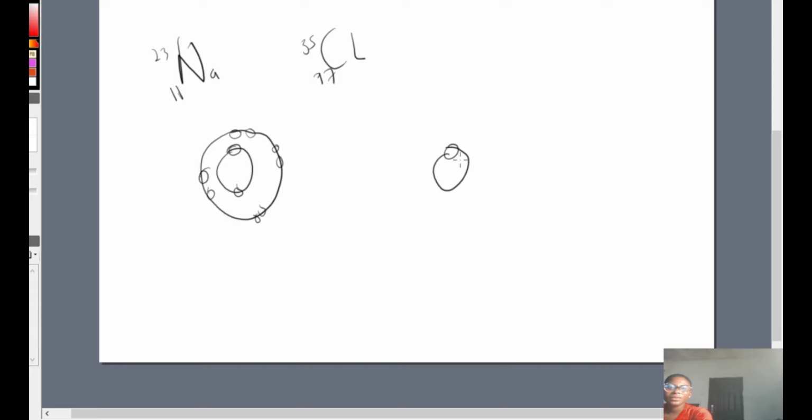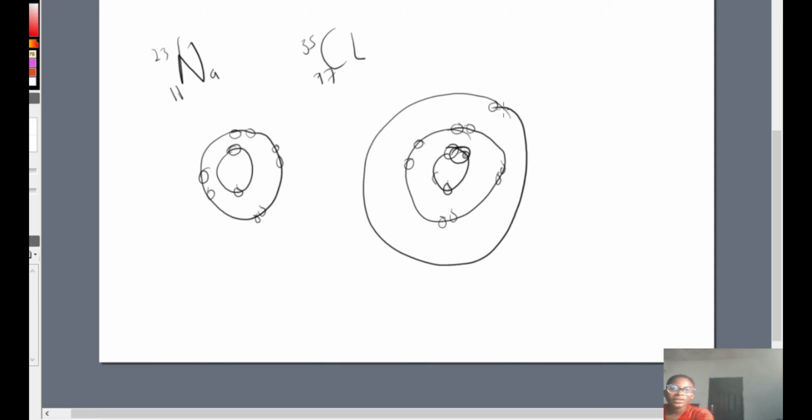Then we have chlorine now. Chlorine is 17. Sorry, the first one is going to have just 2. The next one is going to have 8, then the last one is going to have 7 to make it 17. So this is the amount of electrons revolving around the nucleus. I've not drawn the last one of sodium, which is 1. Once this electron leaves and joins with this one, we believe that's ionization of the electron.